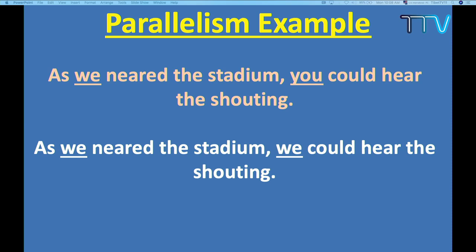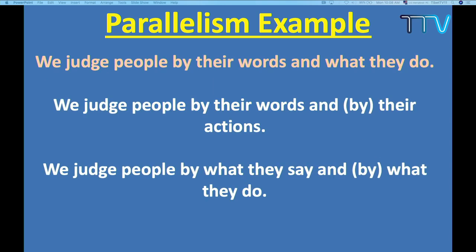One more. As we neared the stadium, you could hear the shouting. If you look at this, it seems that there is no mistake, but there is a mistake. In the first part, what do you see? As we neared the stadium, you could hear. Where does that 'you' come from? If we use 'we' at first, then we have to use the same form. The correct one is: as we neared the stadium, we could hear the shouting. So you see the same form. These are some of the mistakes related to parallelism.